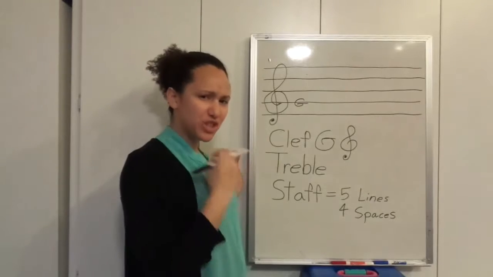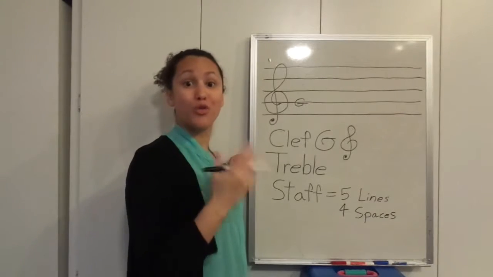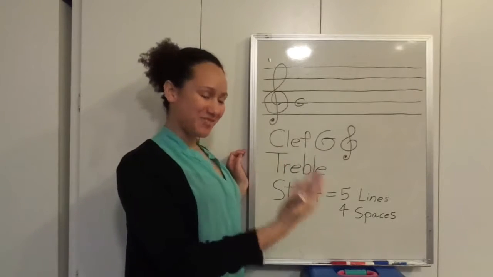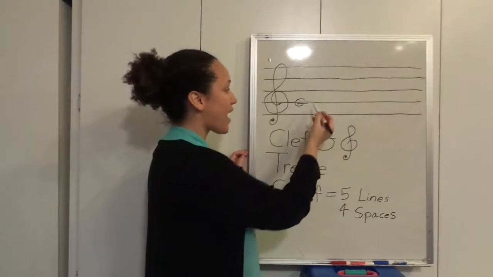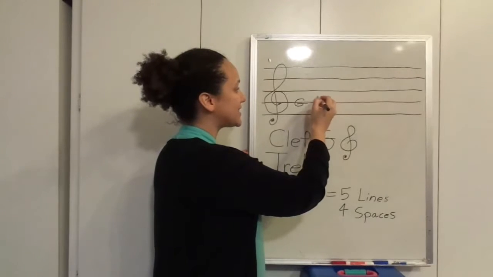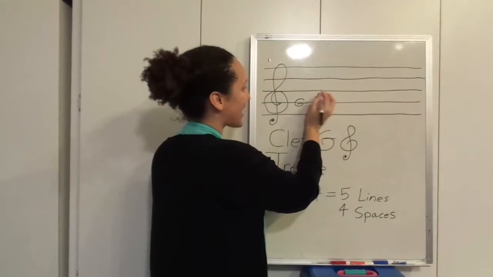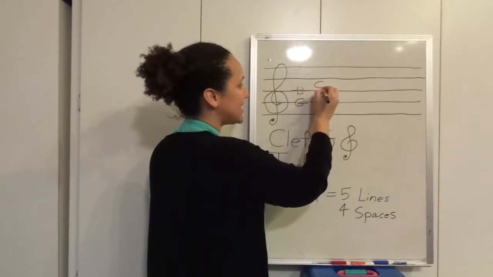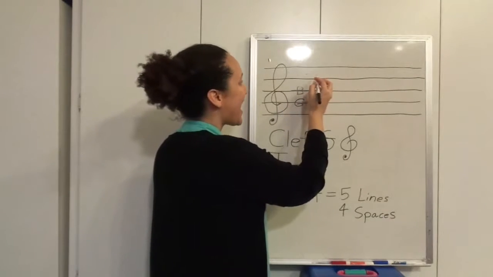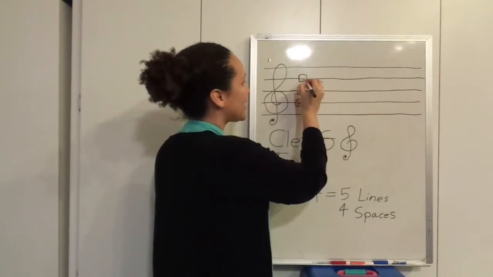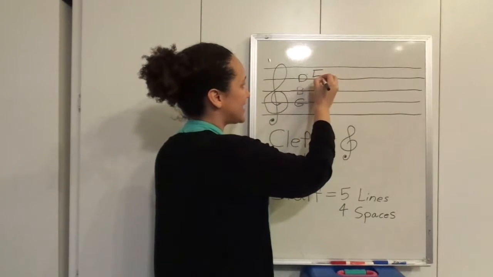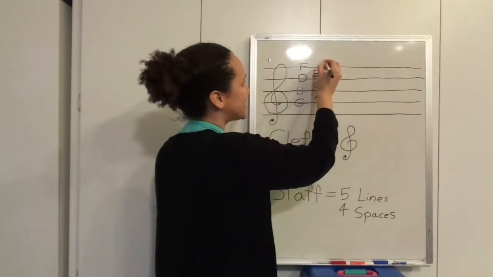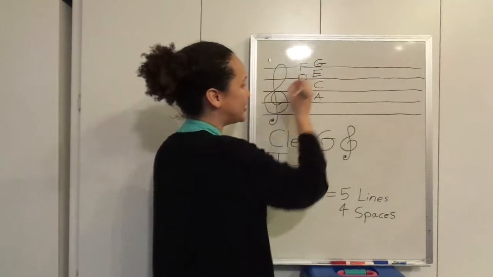Now remember the musical alphabet. We say it over and over again. A, B, C, D, E, F, G, A, B, C, D, E, F, G. So after G on the space would be an A, and then a B on the line, and then a C on the space, and then here on a line would be the D, space, E, line, F, and finally the space sitting on top would be G.